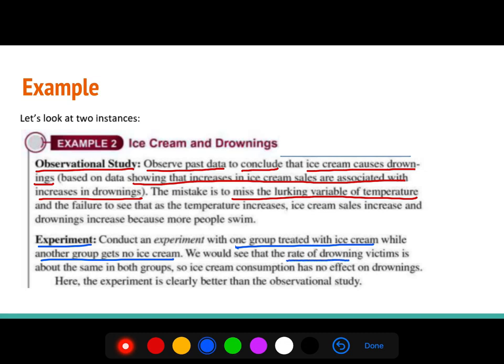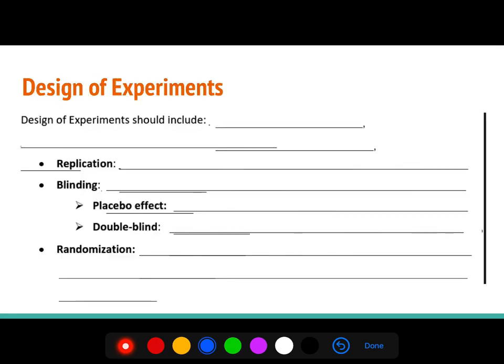However, if they had performed an experiment instead, one group was given ice cream, another group did not get ice cream, sad group, and then they saw that the rate of drownings was the same in both groups. So ice cream consumption really had no effect on drownings. So the lurking variable was temperature, and it was lurking in the observational study, but it was not affecting anything in the experiment.